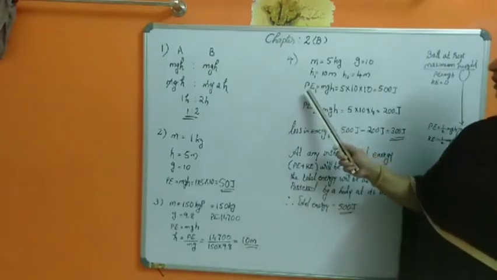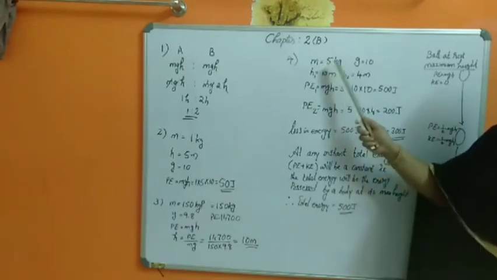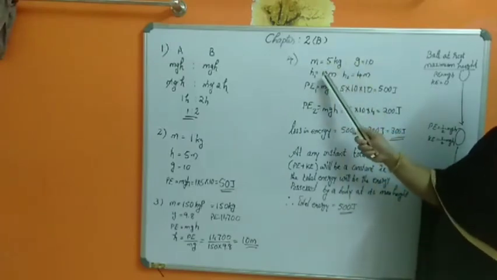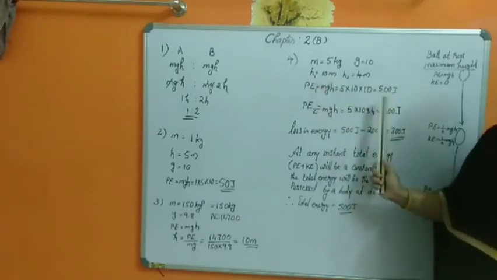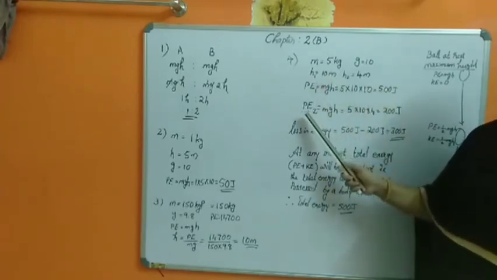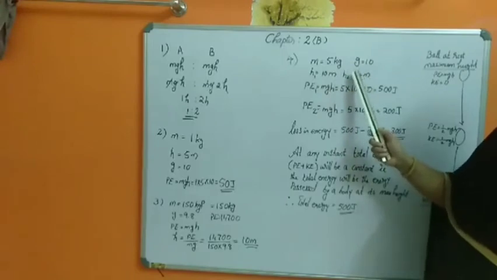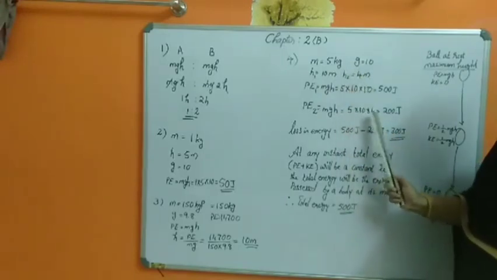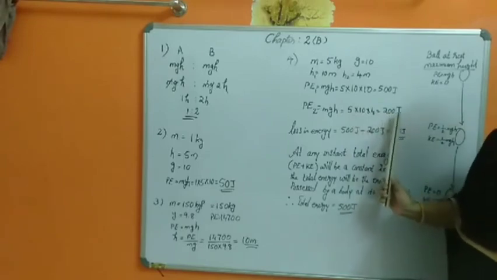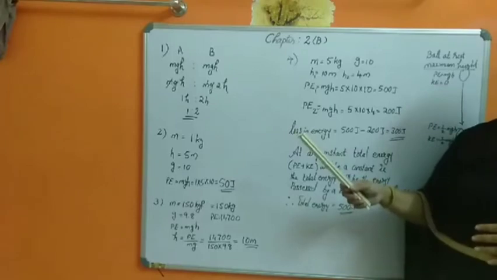So first potential energy mgh, direct calculation, you can find 5 into g, 10 into 10, you will get 500 joule. And the second potential energy, that is mgh, mass same, gravity same, but you can see a difference in height. It reaches the height 4. So 5 into 10 into 4 will get 200 joule. Okay. Now our first task is, we are asked to find the loss in energy.